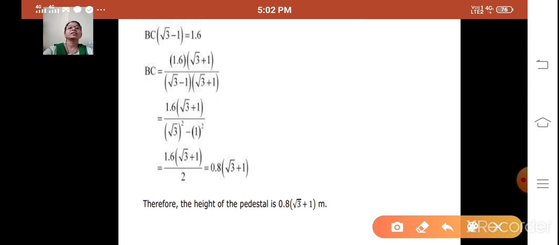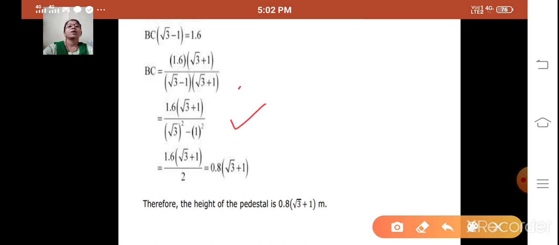Again, the denominator is an irrational number. So to rationalize the denominator, we need to multiply and divide by the conjugate. So multiply and divide by root 3 plus 1. Now simplify. Numerator is 1.6 into root 3 plus 1. Now you see the denominator carefully. It is in the form of A minus B into A plus B. So according to the identity, it is A square minus B square. So root 3 square minus 1 square.